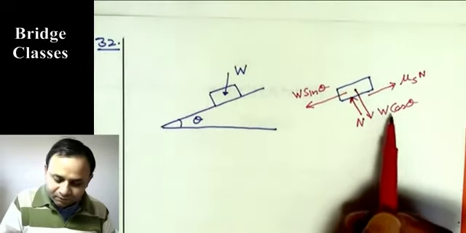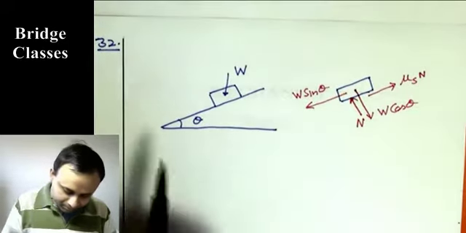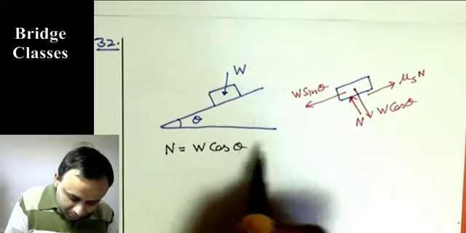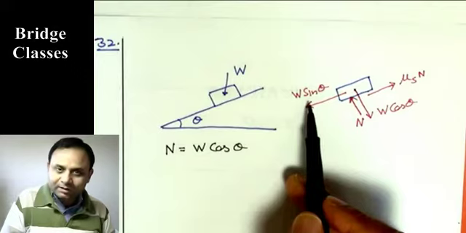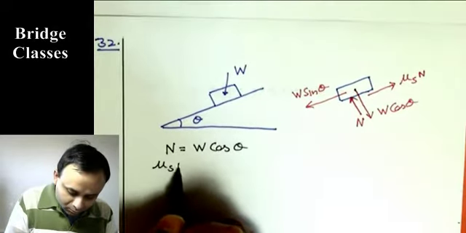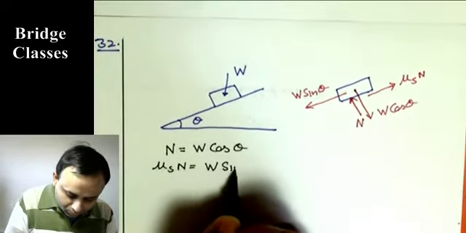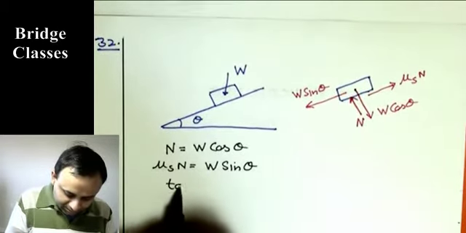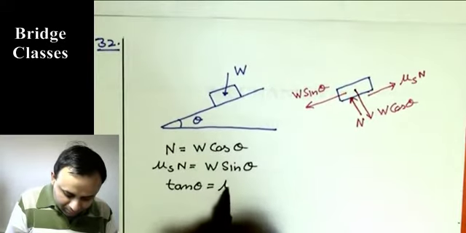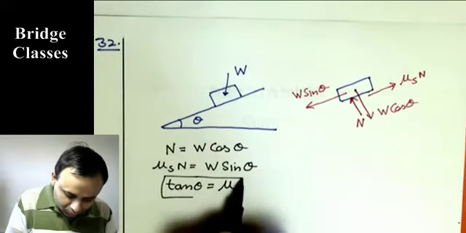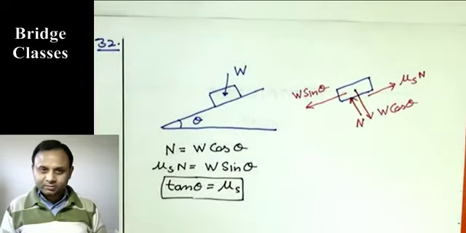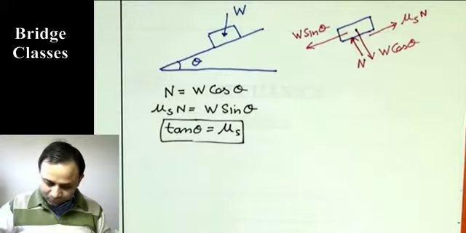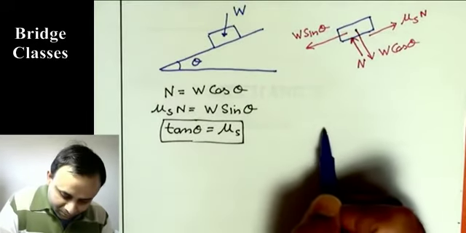So we get N equals W cos theta by force balance normal to the plane. You get N is W cos theta and mu s N is W sin theta. So we get tan theta is mu s. So at this theta the body will begin to slip. Okay. Now this was a very simple one, but I wanted to explain one idea through this.